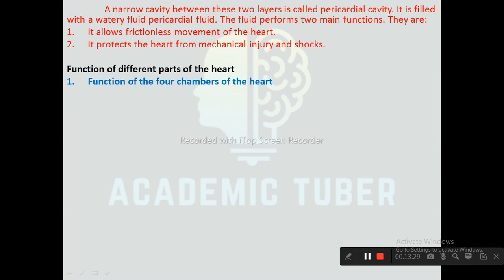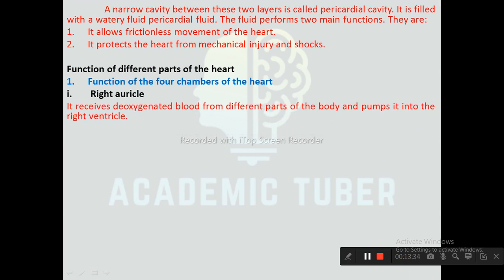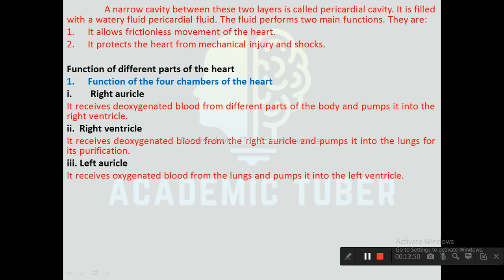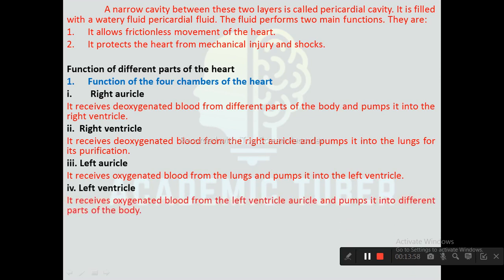Functions of different parts of the heart. First one is the function of the four chambers of the heart. Right auricle: it receives deoxygenated blood from different parts of the body and pumps it into the right ventricle. Similarly, the right ventricle receives the deoxygenated blood from the right auricle and pumps it into the lungs for its purification. Left auricle receives oxygenated blood from the lungs and pumps it into the left ventricle. Whereas the left ventricle receives the oxygenated blood from the left auricle and pumps it into different parts of the body.